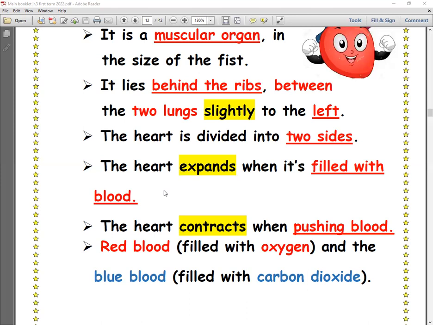But we don't say small. I can say the heart contracts. The heart contracts when pushing the blood. So Junior 3, number 1, when the heart is filled with blood, the heart expands. Number 2, when the heart is pumping the blood to all the body, the heart contracts. Okay, Junior 3, this part is done.